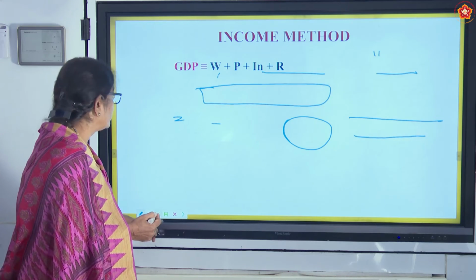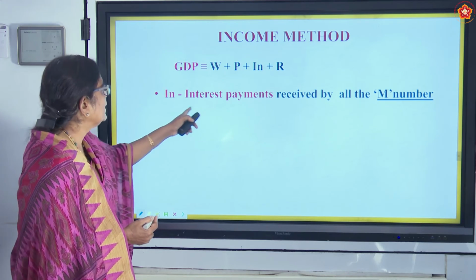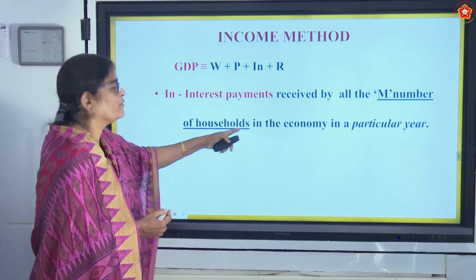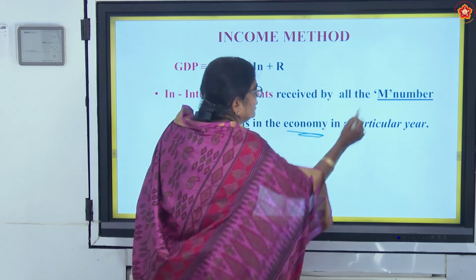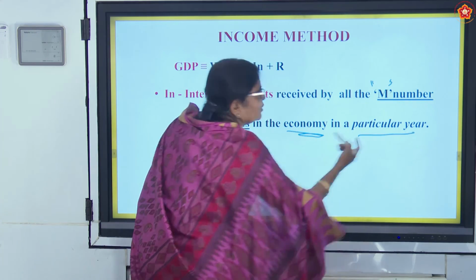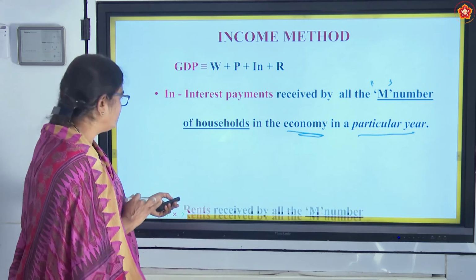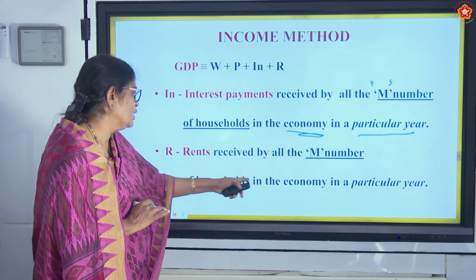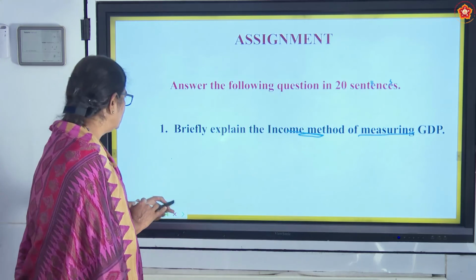Then IN is interest payment for the capital received by all the M number of households in the economy in a particular year. That is all very important to describe. R is rent received by all the M number of households in the economy in a particular year.